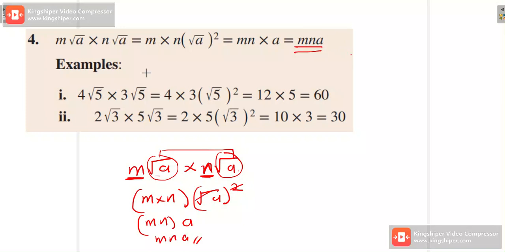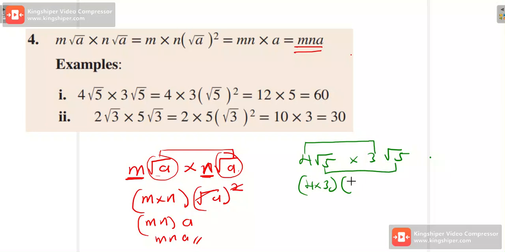So an example is this. Let's say we have 4 root of 5 times 3 root of 5. So here, multiply the rational numbers, which is 4 times 3. Then also multiply the radicals. Since they are the same, it is just root of 5 squared. So 4 times 3 is 12, and root of 5 squared is 5. 12 times 5 is 60, and that is the result. So try hands on this and justify the answer.